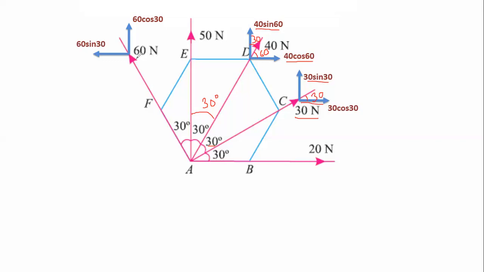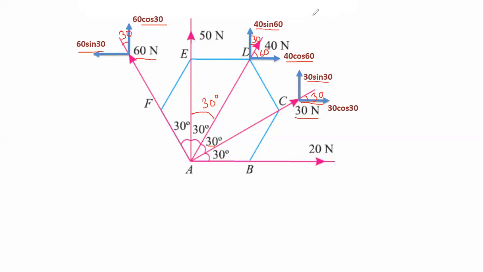Now similarly for this 60 Newton force, we are considering the angle with the vertical axis, which is 30 degrees. That's why this component is the cos component and this component is the sine component. When the angle is adjacent to that particular component, it is called the cos component and the other side is the sine component. Remember this one.